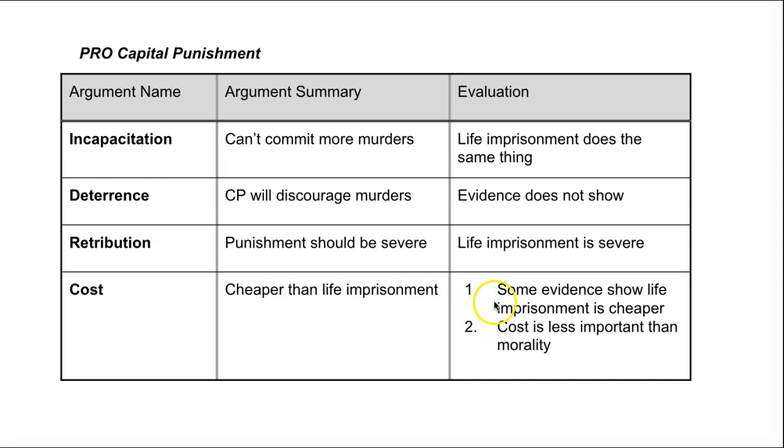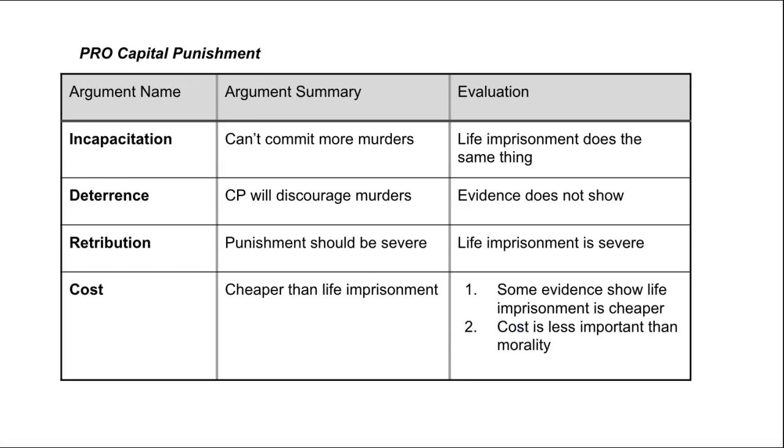The evaluation of that argument is twofold. The first objection says that actually some evidence shows that life imprisonment is cheaper than capital punishment. And the second point in this evaluation is that cost is less important than morality. In other words, the fact that it's cheaper than life imprisonment does not outweigh some of the moral issues that will come up in the con side of this table.